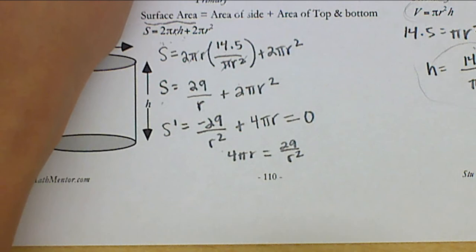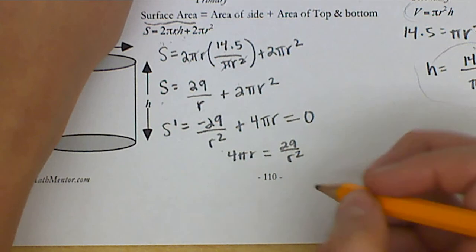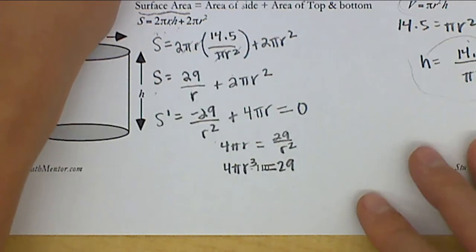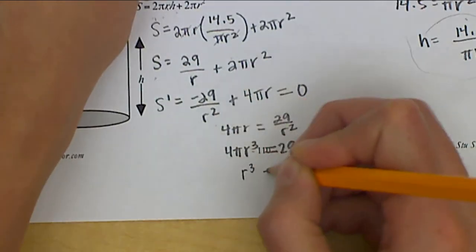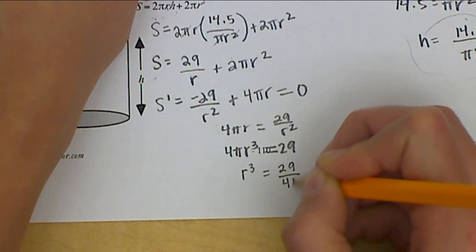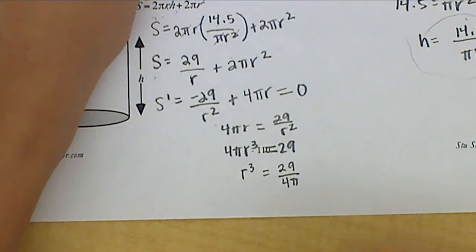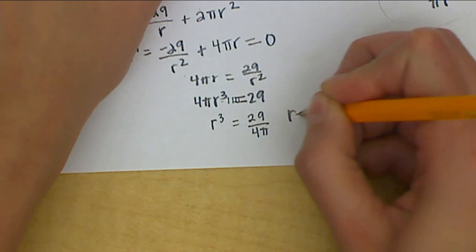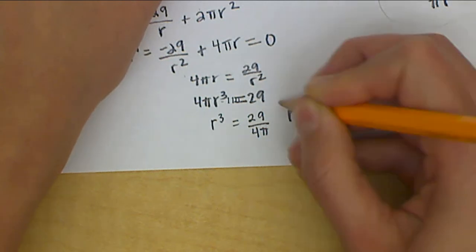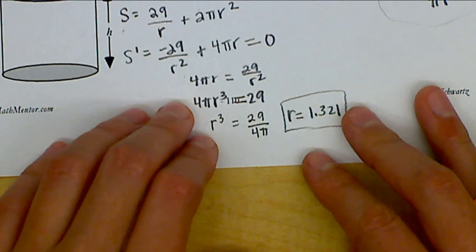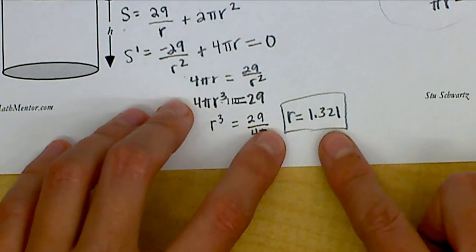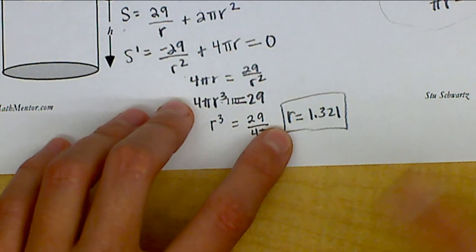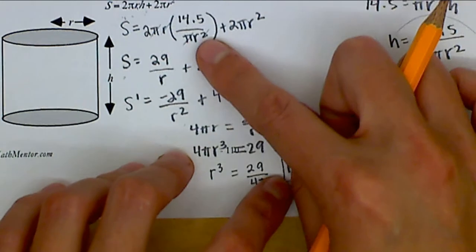Okay. Multiply by r squared. I get 4 pi r cubed equals 29. R cubed equals 29 over 4 pi. And at this point, I would just plug this into my calculator. When you do that, you get r equals 1.321. Okay? So we know the radius that the can should have is 1.321, but we also need to know what the height is going to be, because this surface area equation uses the height.